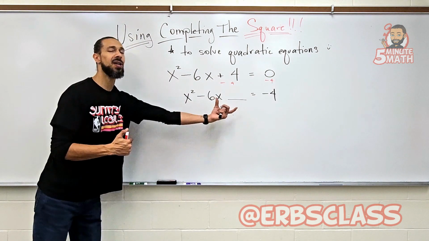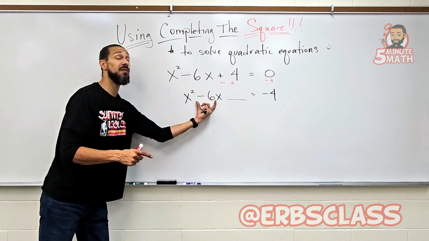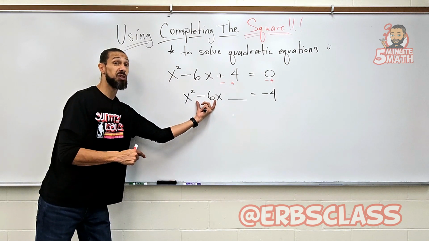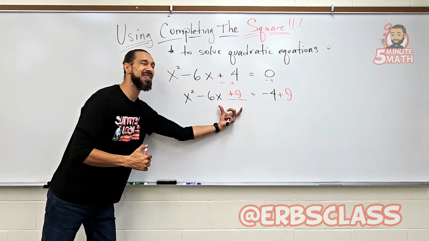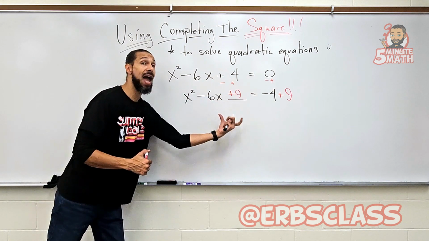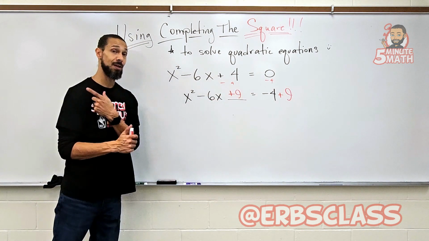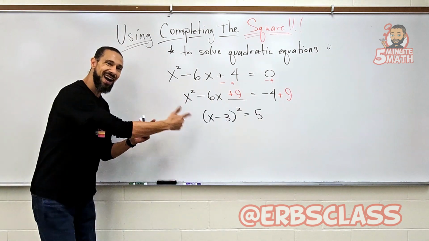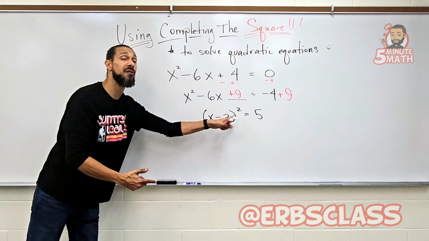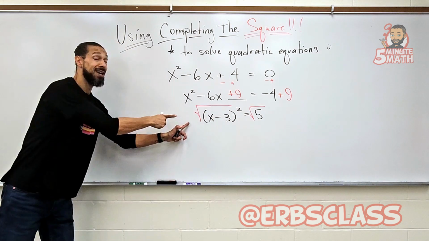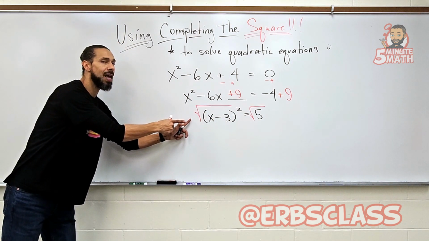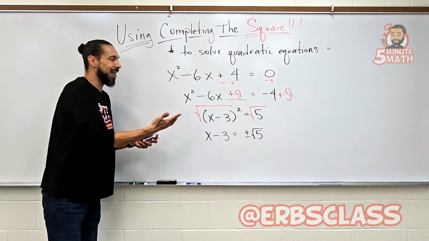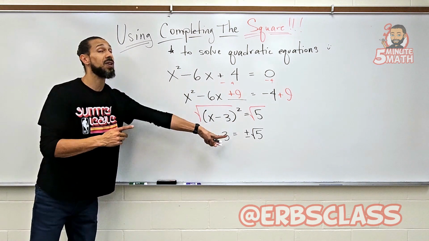Remember the number that we want there? Half of this number is -3, and -3 squared is positive 9. But don't forget, you have to add that positive 9 to both sides. Now this is a perfect square trinomial, and I can factor that. Now that I have a perfect square, I can take the square root, and then one step later, I can't simplify the square root of 5, but don't forget the plus or minus.